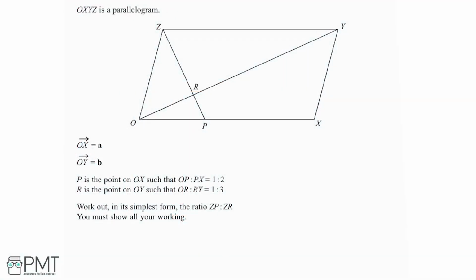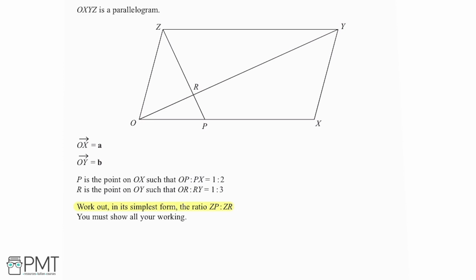OXYZ is a parallelogram. Going from O to X is the vector A, and going from O to Y is the vector B. P is the point on OX such that the ratio between OP and PX is 1 to 2. In a similar way, R is the point on OY such that the ratio between OR and RY is 1 to 3. Our goal is to work out, in its simplest form, the ratio ZP to ZR.